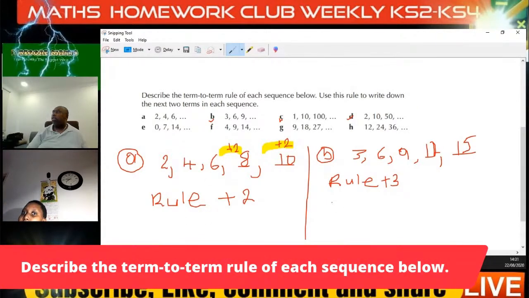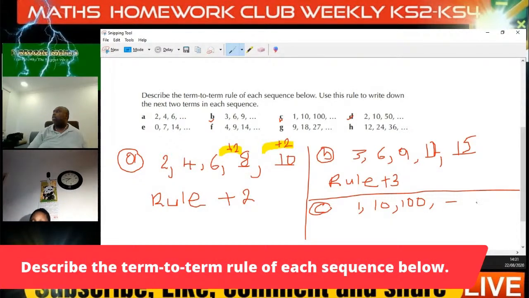Okay, C. So C. Okay, so we got 1, 10, 100. Okay. Then we need to come up with the other 2. So here we go. Right. So what do you think the rule is, Denzel? Add 3.